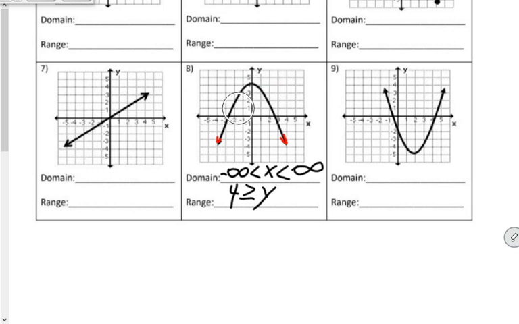Okay, so what I want you to do is on your own, try 4, 5, 6, and 9. And if you need help, ask your teacher.